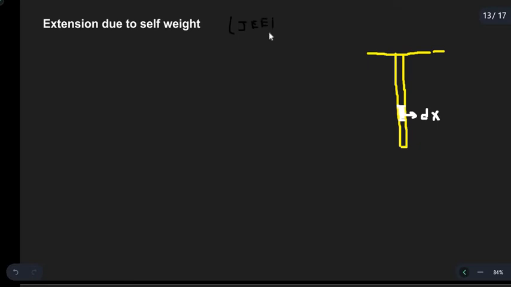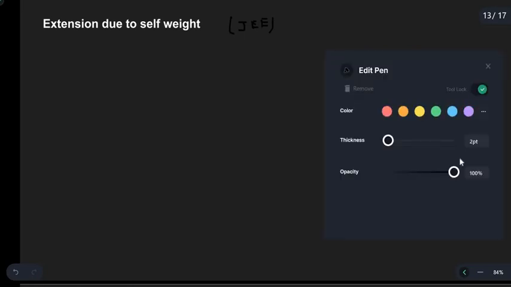You should know the concept well. Let me change the color of my pen. Wait a bit.